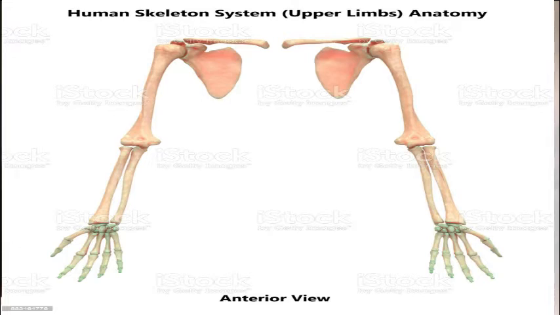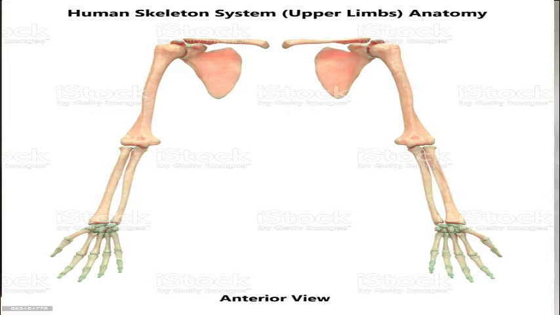This is also called a collar bone. Are you getting this? Our upper arm, you can see in this picture, has only one bone, that is called a humerus.